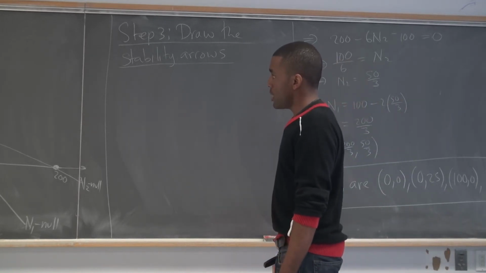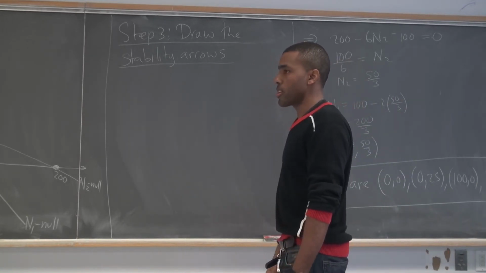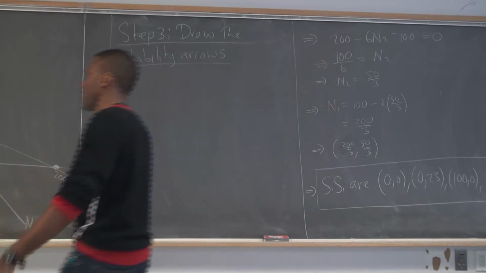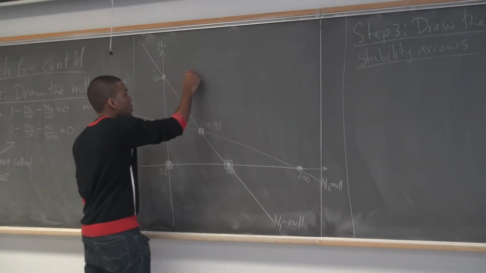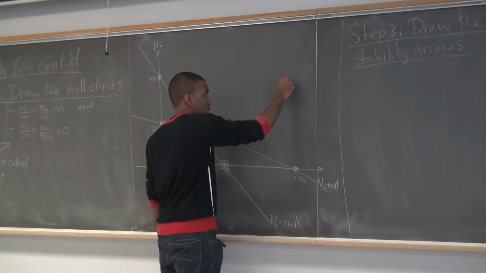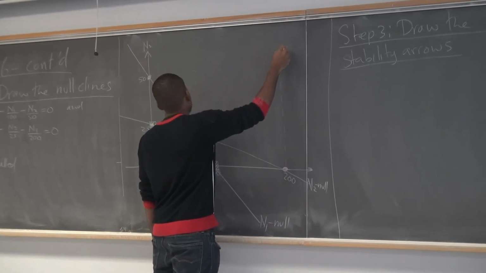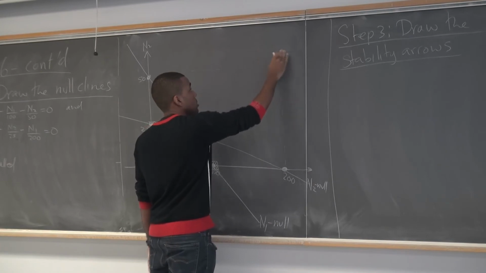So how we do the stability arrows is we're going to pick a region and we want to figure out the sign of that region of both equations, right? Which is again why I asked you to figure out signs. So let's just pick a point. Any random point will do, it doesn't matter. So let's say I pick the point 200 comma 50.